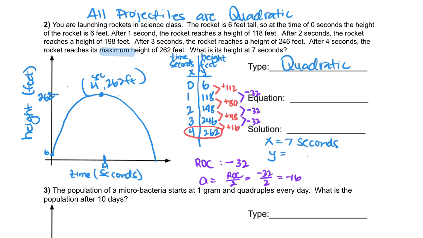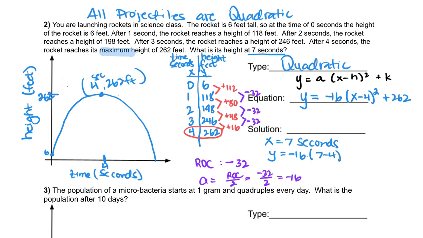So we have enough information now to write our equation because we have our a value and we have our vertex. So it is going to be y equals negative 16, which makes sense because our U shape is opening down, (x minus 4), don't forget your square, plus 262. And now we're going to use that information and plug in 7, because that's what the question asked above. We wanted to know what's going to be the height at 7 seconds. So we have negative 16 times (7 minus 4) squared plus 262.